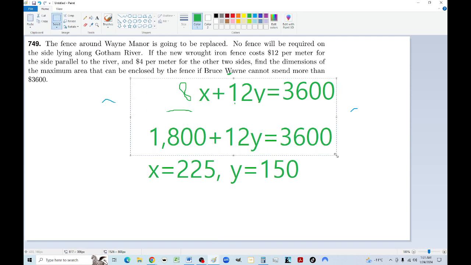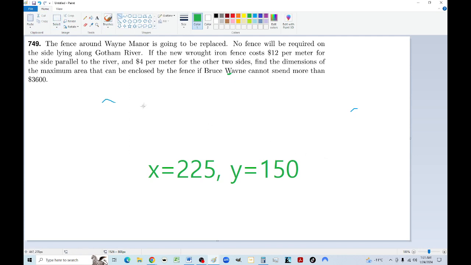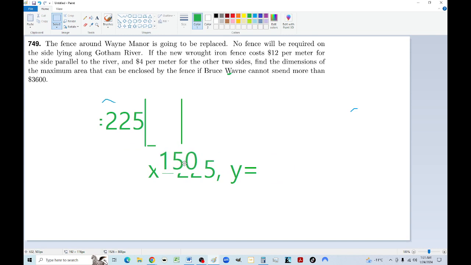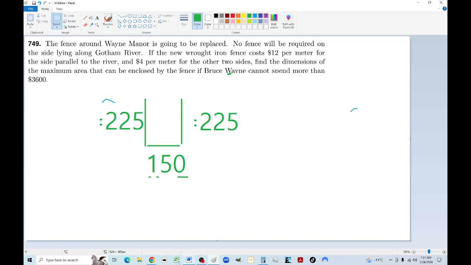Okay. That means we have a wall here, long wall here. Actually going to be short. And a long wall here. It's actually going to be shorter than the long wall. It's going to look more like that. So you're going to have 225, 150 here, and 225.